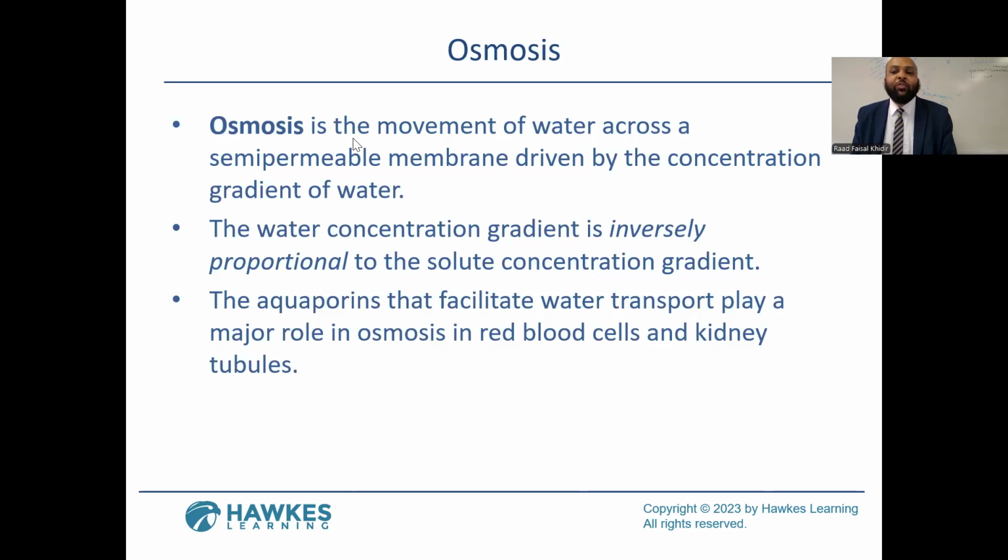While osmosis is the movement of water across a semi-permeable membrane that is driven by the concentration gradient of water. So osmosis is different than diffusion. In osmosis, let's say again, we have 500 millimoles of glucose, and on the other side, we have 300 millimoles of glucose. And we add to them 1 liter of water. Is that clear? Can you picture that?